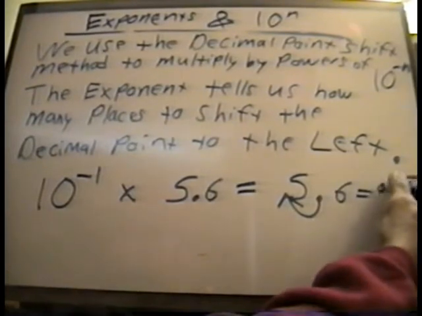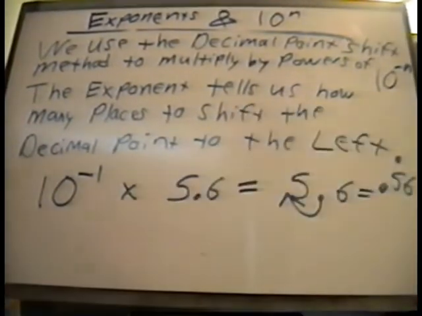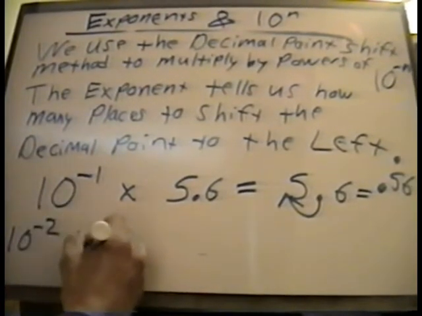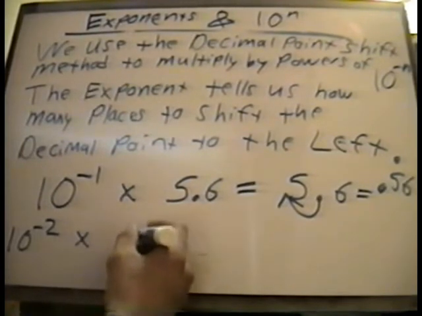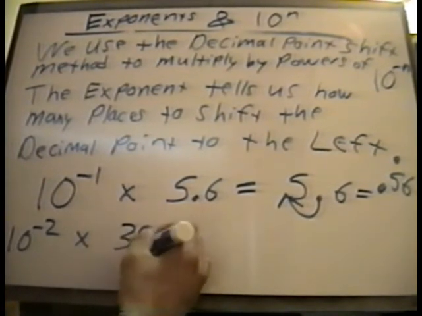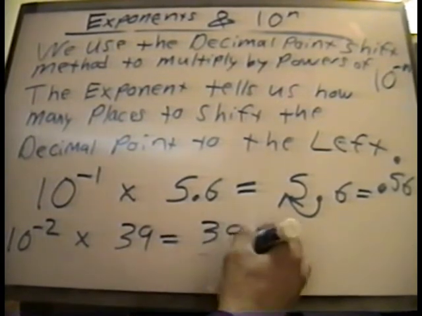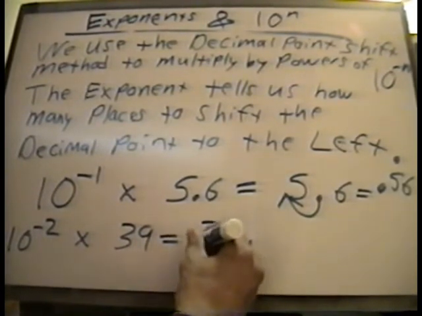So also, if I have 10 to the power of negative 2 times 39, I'm going to take 39 and I shift my decimal place twice to the left. That gives me 0.39.